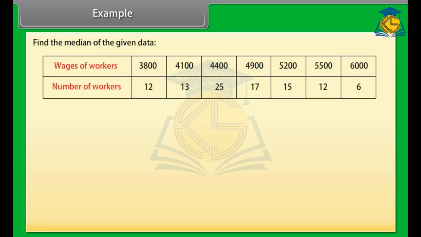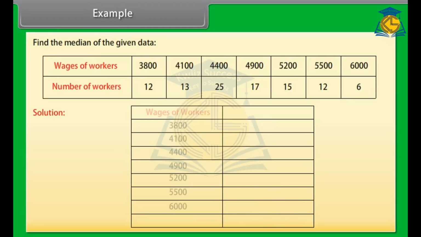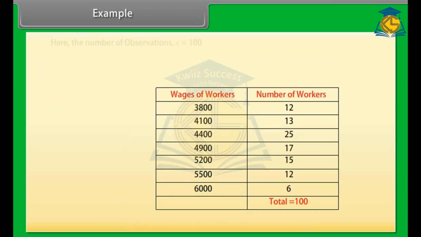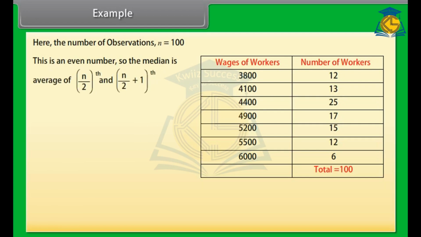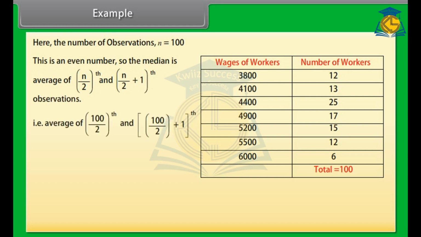Find the median of the given data. Solution. Firstly, we will write the wages of workers and the number of workers. The total number of workers is 100. Here the number of observations, n, is equal to 100. This is an even number, so the median is the average of n by 2th and n by 2 plus 1th observations. That is the average of 100 by 2th and 100 by 2 plus 1th observation, that is, the average of 50th and 51st observations.